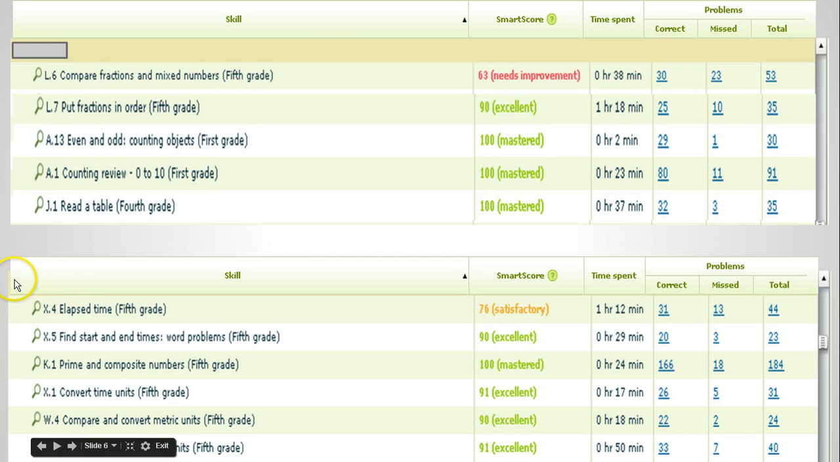Now moving on down, you can see there's a student working on elapsed time. They have a SMART score of 76, which is satisfactory, getting close to that 90. However, they have spent an hour and 12 minutes on this concept. They have 31 correct, 13 missed. I will probably meet with this student next, right after I meet with the student that has 63 for a SMART score. Oftentimes, I may even get to the student, and they may have already hit their SMART score that they need. They may have moved on already to the next skill.